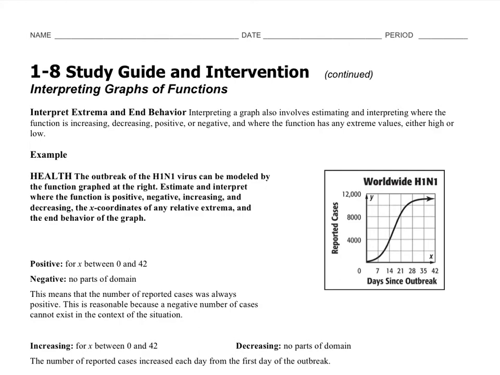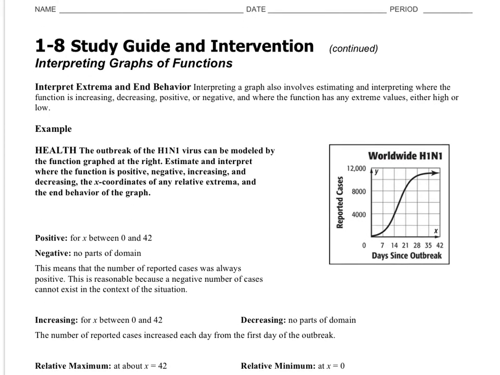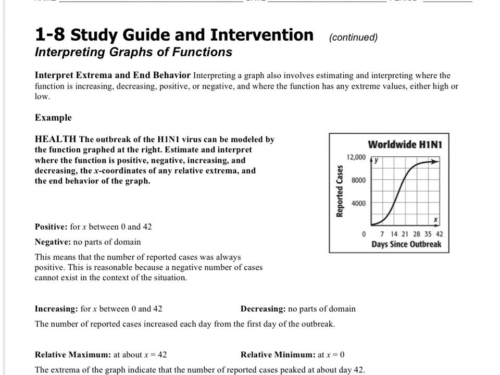Okay, so we're going to start by talking about this example, kind of like we did at the beginning of the packet. So this is a health example. The outbreak of the H1N1 virus can be modeled by the function graphed at right. Estimate and interpret where the function is positive, negative, increasing, and decreasing, and the x-coordinates for any relative extrema and the end behavior of the graph.